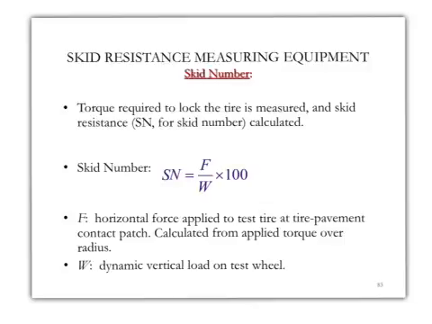So the skid resistance can again be defined by this simple equation here, which is simply F over W times 100. What is F? F is simply the horizontal force applied to the test tire at the tire-pavement contact patch. You're gonna ask how we are gonna get this force. It is typically calculated from applied torque over the radius, while W is the dynamic vertical load on that test wheel. Once we divide F over W times 100, this gives us an estimate of the skid number.